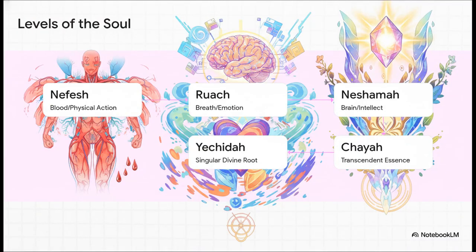But, and here's where it gets amazing, humanity has the potential to actualize this massive, five-tiered soul architecture. We start down at the nefesh, our blood and physical action. Step 2 is ruach, our breath and emotion. Step 3 is neshama, our brain and intellect, where we gain true self-awareness. Higher still is kaya, our living transcendent essence. And finally, step 5, yekida, our singular, non-dual divine root. It is honestly staggering to realize that human consciousness can ascend all the way from basic atomic body awareness up to this ultimate divine spark.